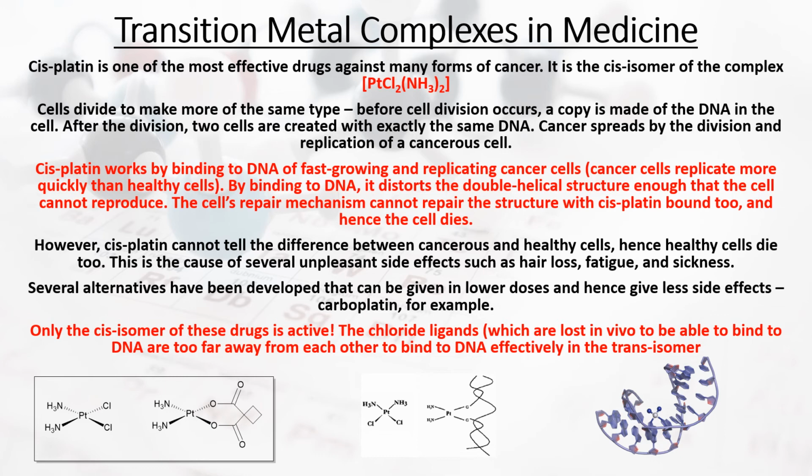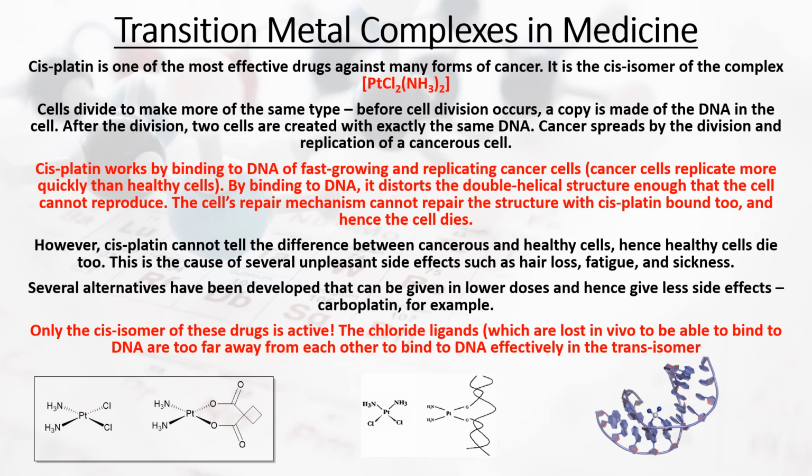And so this is the cause of several unpleasant side effects that you get if you ever have chemotherapy. So this is things like hair loss, fatigue, sickness, hair loss in particular because, as we said, the cancer cells are much more rapidly growing and dividing than healthy cells are. But of healthy cells, it's quite often hair cells that are actually the fastest growing themselves. And so they get affected the most as well.